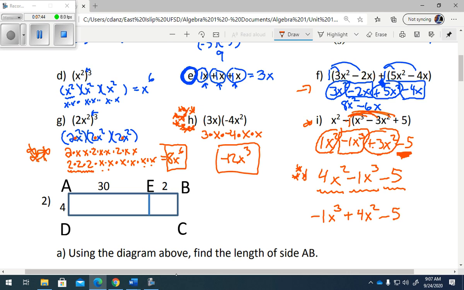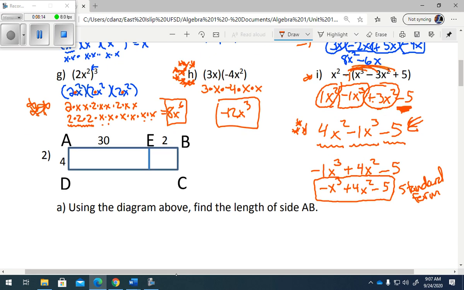I don't need the 1 there. I do need the negative, though. I could write it as negative x to the third plus 4x to the second minus 5. This is my answer in standard form. This is mathematically equivalent. It's a good answer, but if they asked me for standard form, I'd get marked wrong.